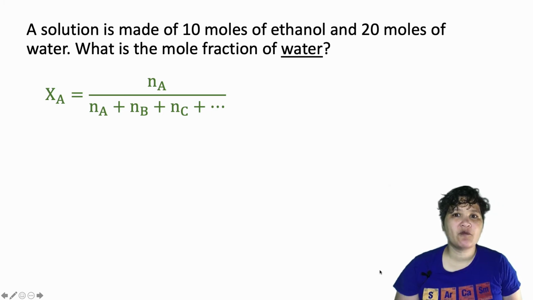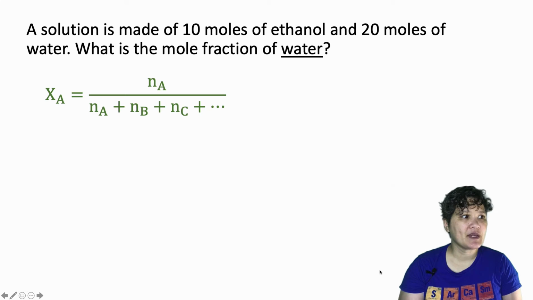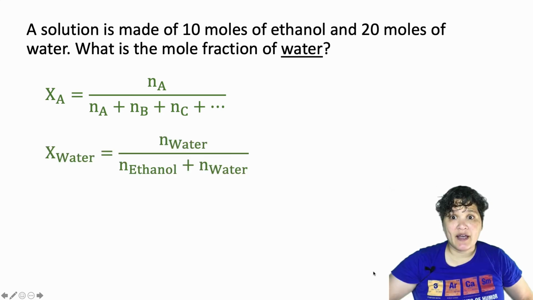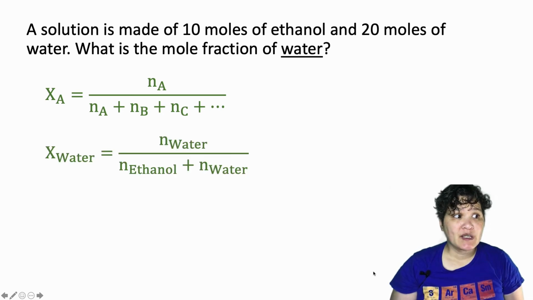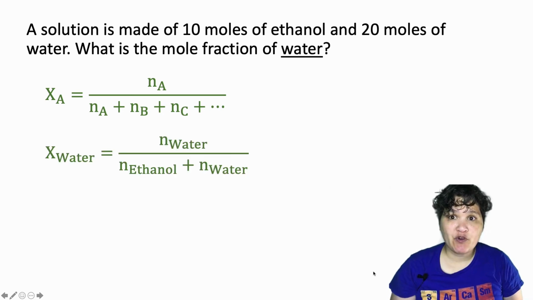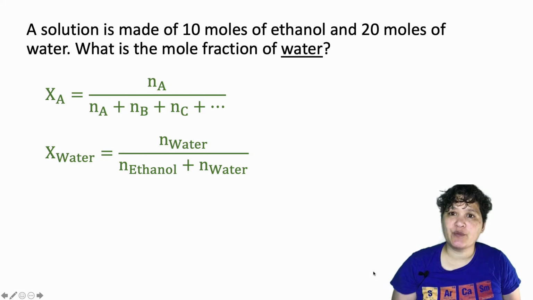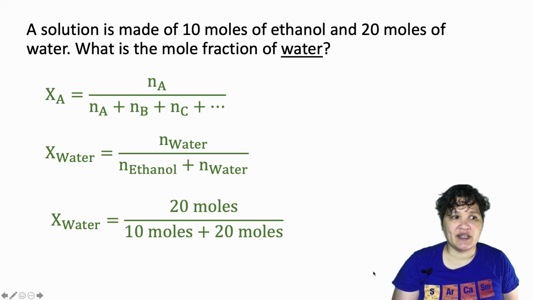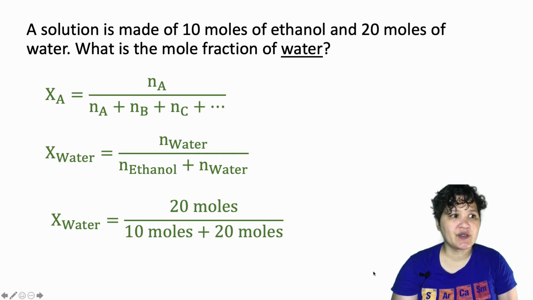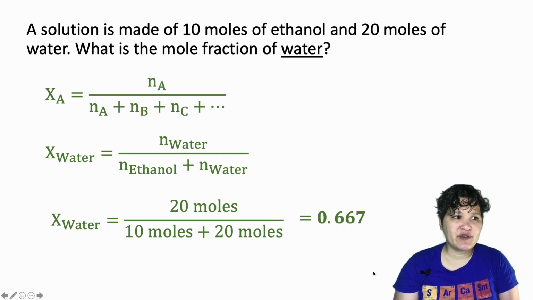Let's take the same system and let's calculate the mole fraction of water. And I'm doing this because I want to show you something. Again, let's take this generic equation and let's make it specific. So we have the mole fraction of water being the number of moles of water divided by the total number of moles in the solution. So now we have 20 moles divided by 10 plus 20 moles. And run that through that calculator and you get 0.667.